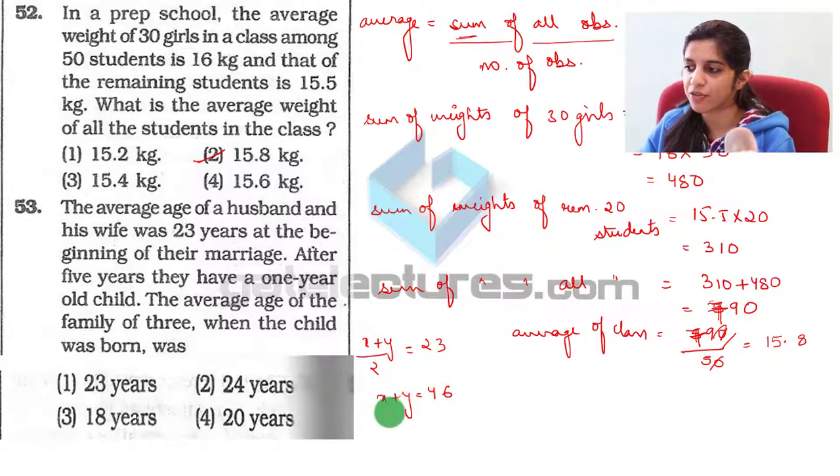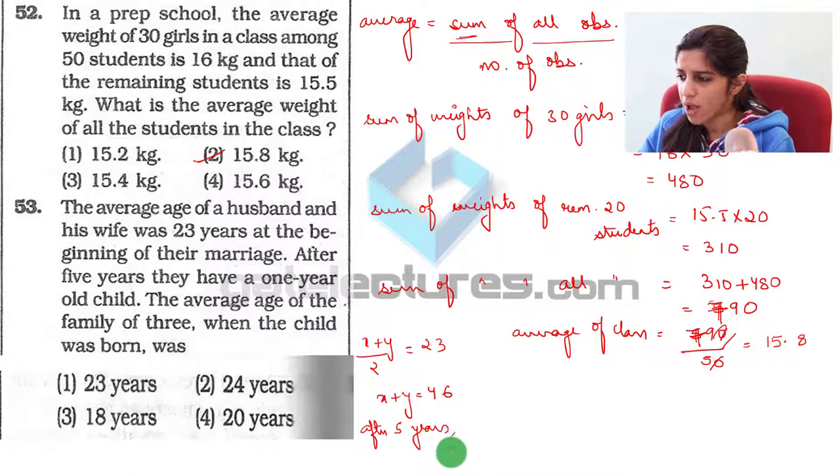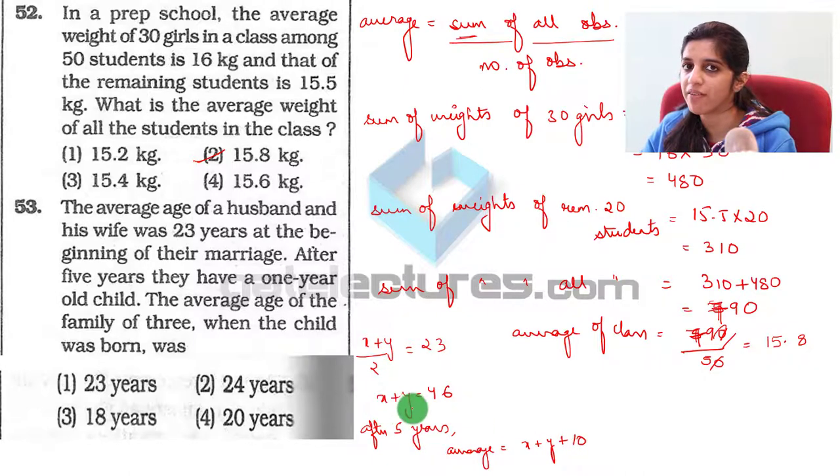After 5 years, age of each of them is going to increase by 5 years, right? So after 5 years, what happens is they have a 1-year-old child. They have a 1-year-old child, fine. So now average is going to be x plus y plus 10. Plus 10 because age of both of them would have increased by 5 years each. So I am adding 10 plus 1 because they have a 1-year-old child.